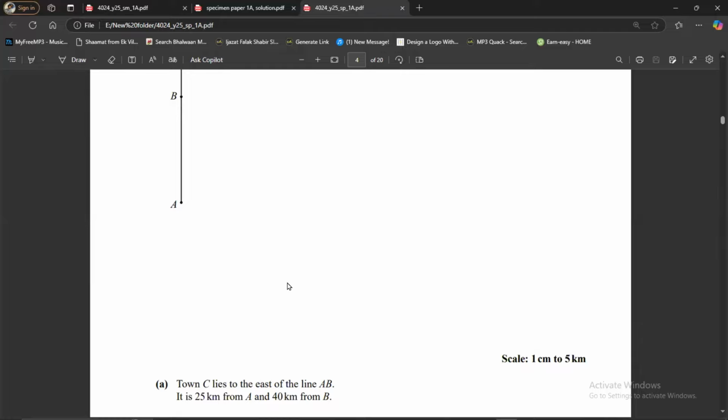Then the distance of the C from the B is 40 kilometer. So 1 centimeter represents 5 kilometers. So 40 kilometer will be represented with the 8 centimeter. I will open my compass 8 centimeter. I will put the needle of the compass on the B, and I will draw an arc of 8 centimeter here. So where these two arcs will intersect, that will be the point C.